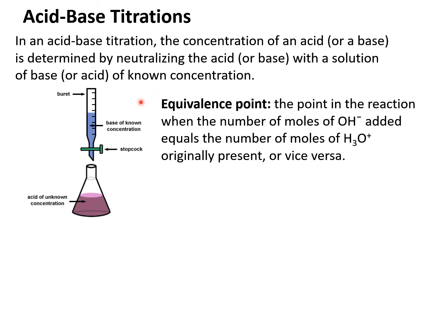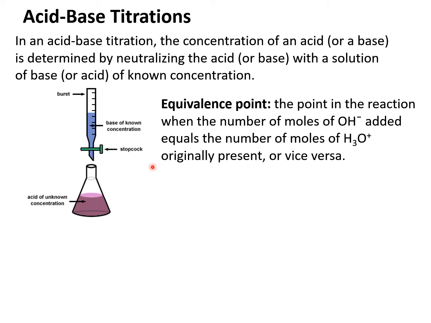In order to determine the concentration of the unknown, we have to determine the equivalence point of the titration. And this is the point in the reaction in which the number of moles of strong base added, OH-, equals the number of moles of H3O+ that was originally present in our sample, or vice versa.